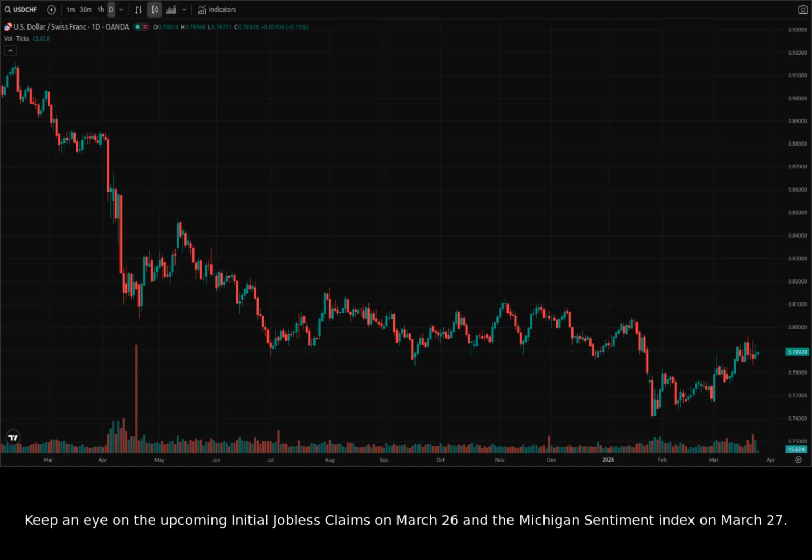Keep an eye on the upcoming initial jobless claims on March 26 and the Michigan Sentiment Index on March 27. These reports will be the final pieces of the puzzle for the US dollar's performance this week. Watch for any divergence in the RSI on the daily chart as we approach the 0.80 level.